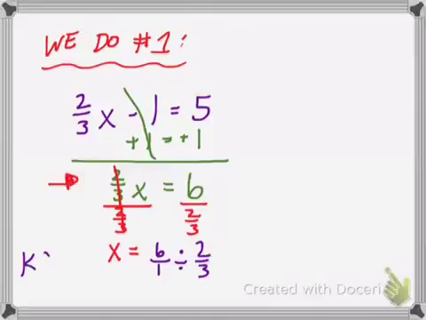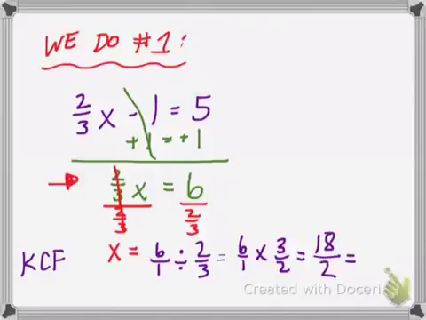And remember, I can do keep, change, flip. So I keep my first fraction, change division to multiplication, and flip my second fraction. Then I can multiply across. 6 times 3 I know is 18. 1 times 2 is 2. 18 over 2, or 18 divided by 2, simplified, is 9. So for we do number 1, x equals 9.